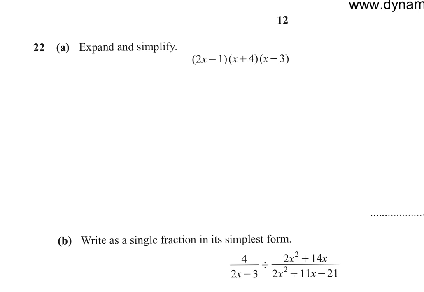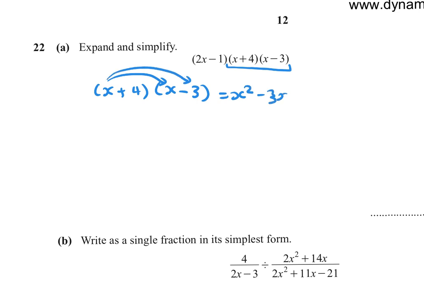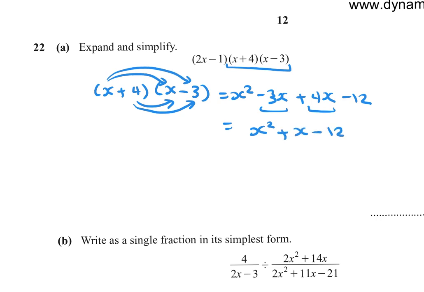Number 22a, expand and simplify. You can start by multiplying these two brackets. So x plus 4 times x minus 3: x times x is x squared, then x times negative 3 is negative 3x, 4 times x is 4x, 4 times negative 3 is negative 12. Combine the like terms, negative 3x and positive 4x, so positive x, so x squared plus x minus 12. Then multiply the result by 2x minus 1. So 2x minus 1 times x squared plus x minus 12.